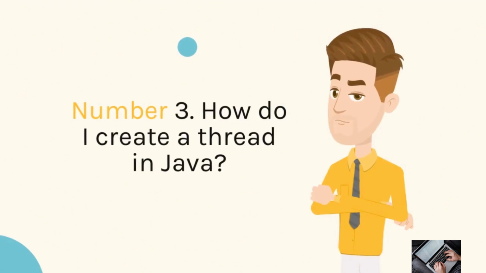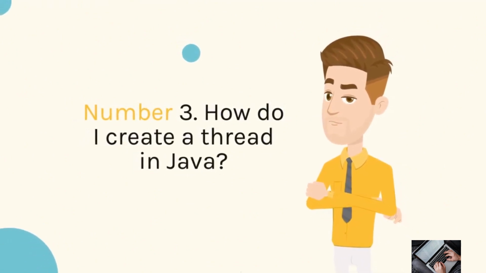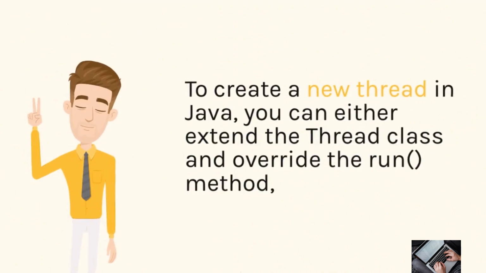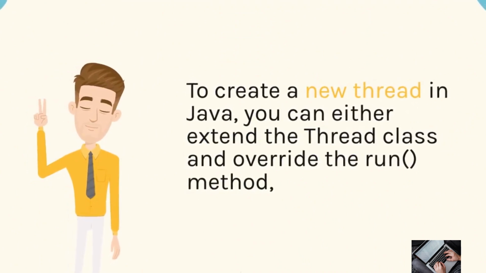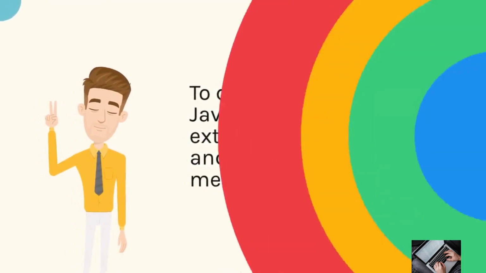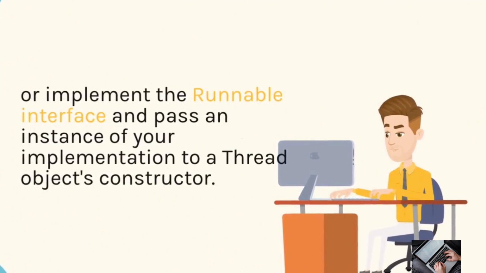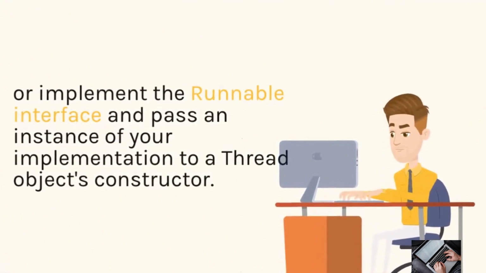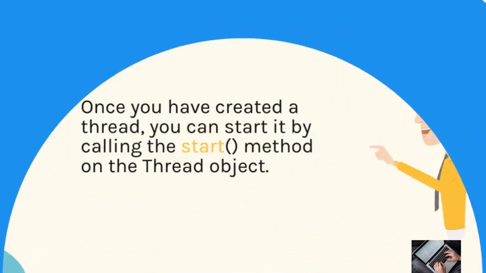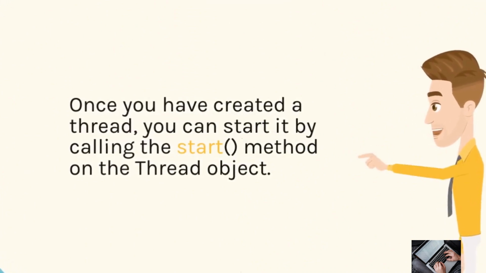Number 3. How do I create a thread in Java? To create a new thread in Java, you can either extend the Thread class and override the run method, or implement the Runnable interface and pass an instance of your implementation to a Thread object's constructor. Once you have created a thread, you can start it by calling the start method on the thread object.